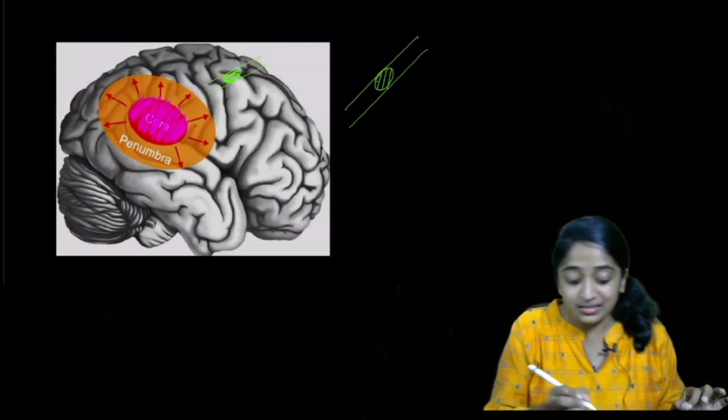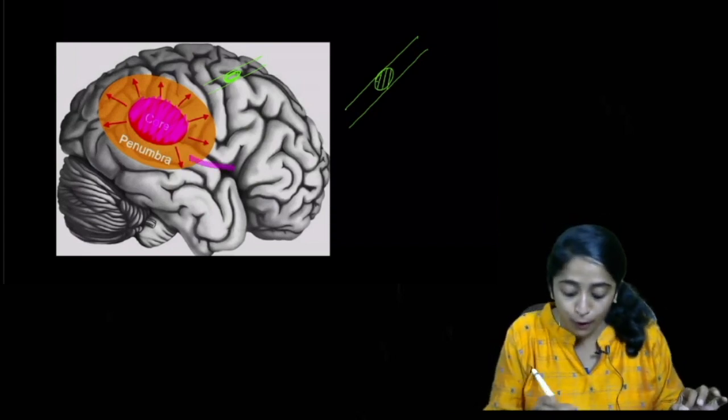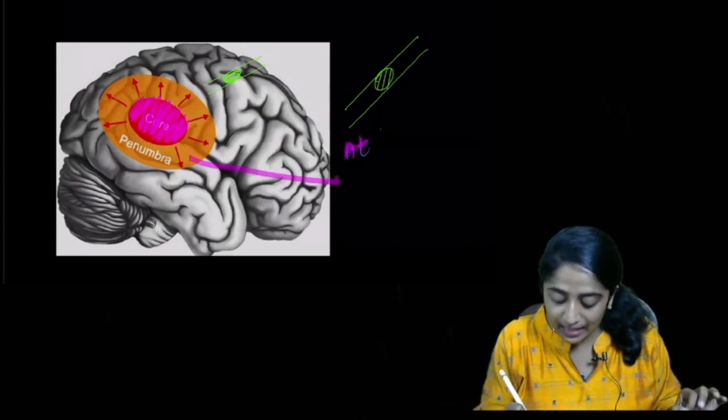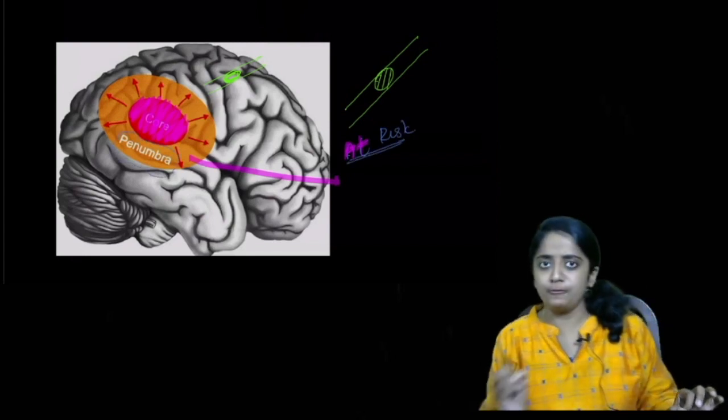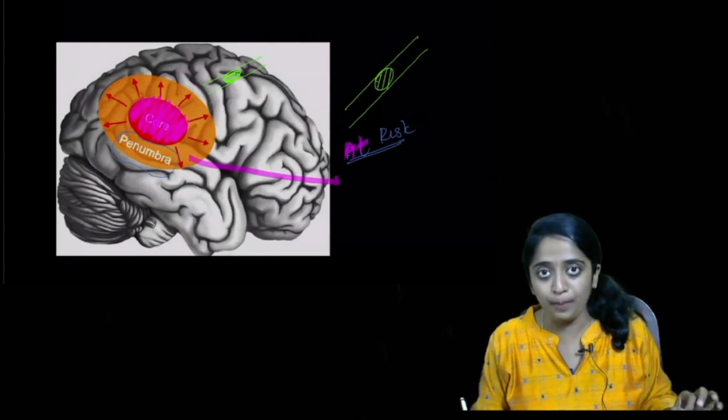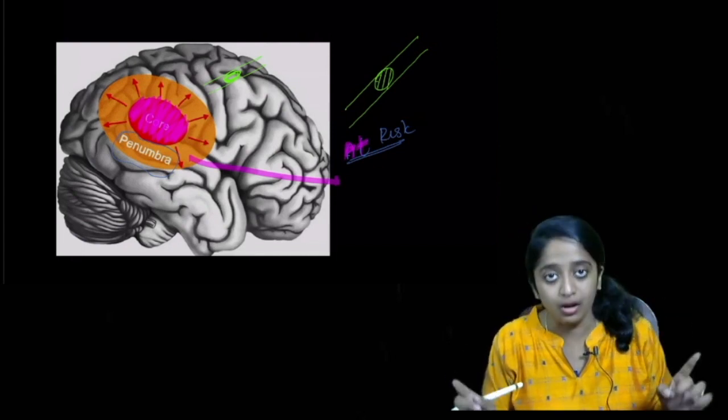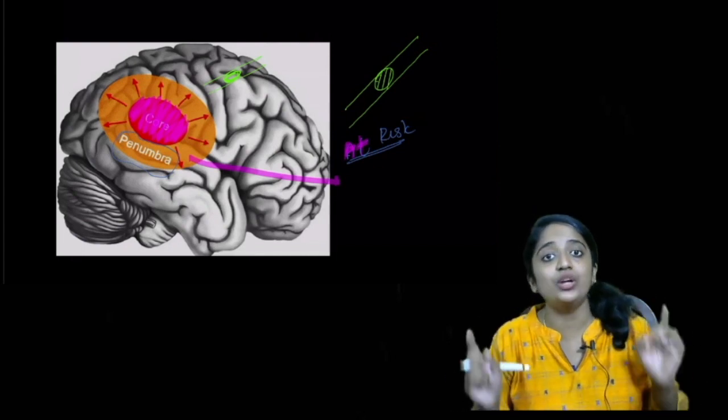That is, and surrounding that, what you've got is the at risk area, also known as the penumbra. So this is a very important concept. I'll be touching upon this in a separate lecture. Our aim is to salvage the penumbra.